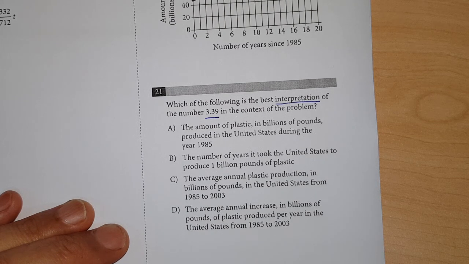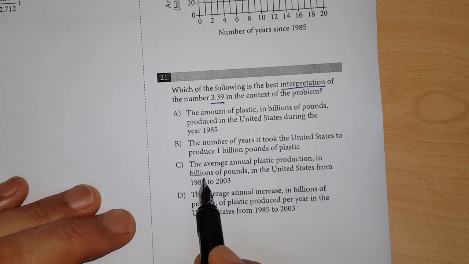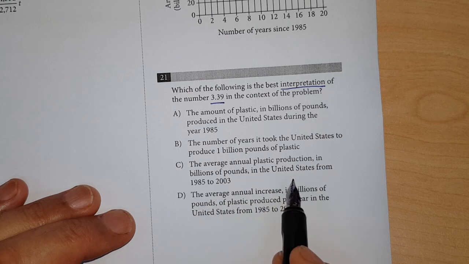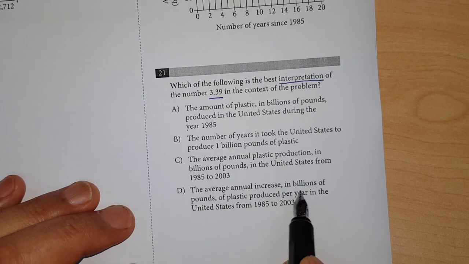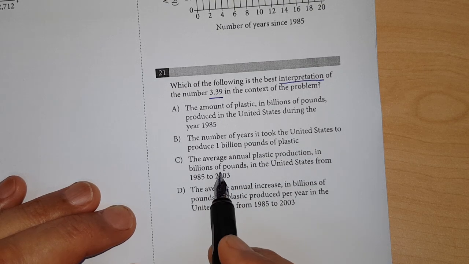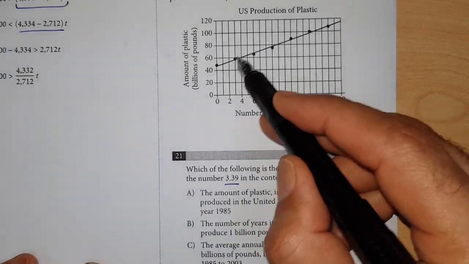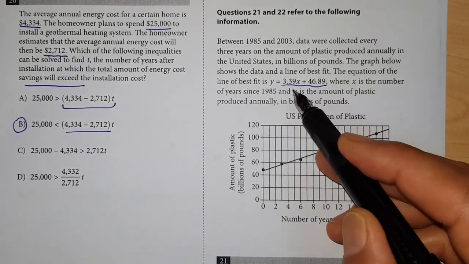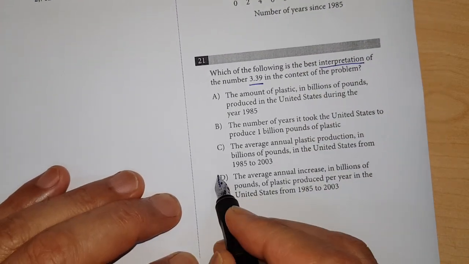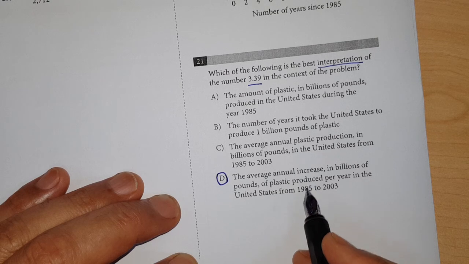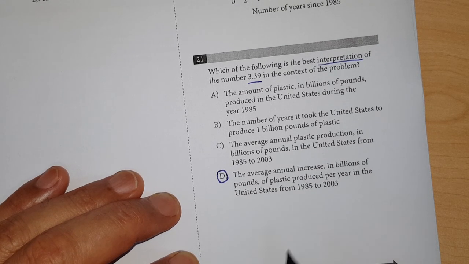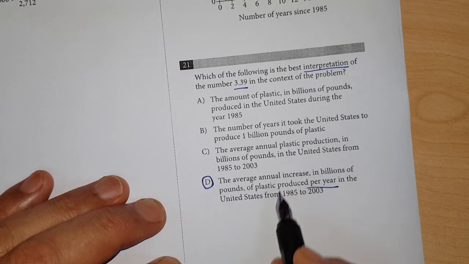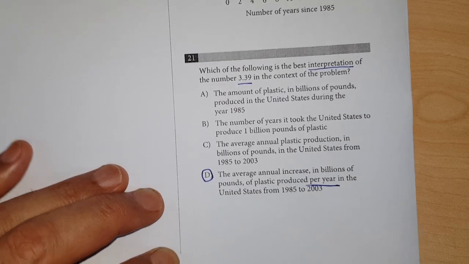Who can solve it? Look at this one. The average annual plastic production in billions of pounds in the United States, or the average annual increase in billions of pounds of plastic produced. The average production is not only the 3.39, the whole equation gives the production every year, this one plus this one. So the correct answer here seems to be D, the average annual increase in billions of pounds of plastic produced per year. We don't have per year in the others. Per year, every year. This is the answer.